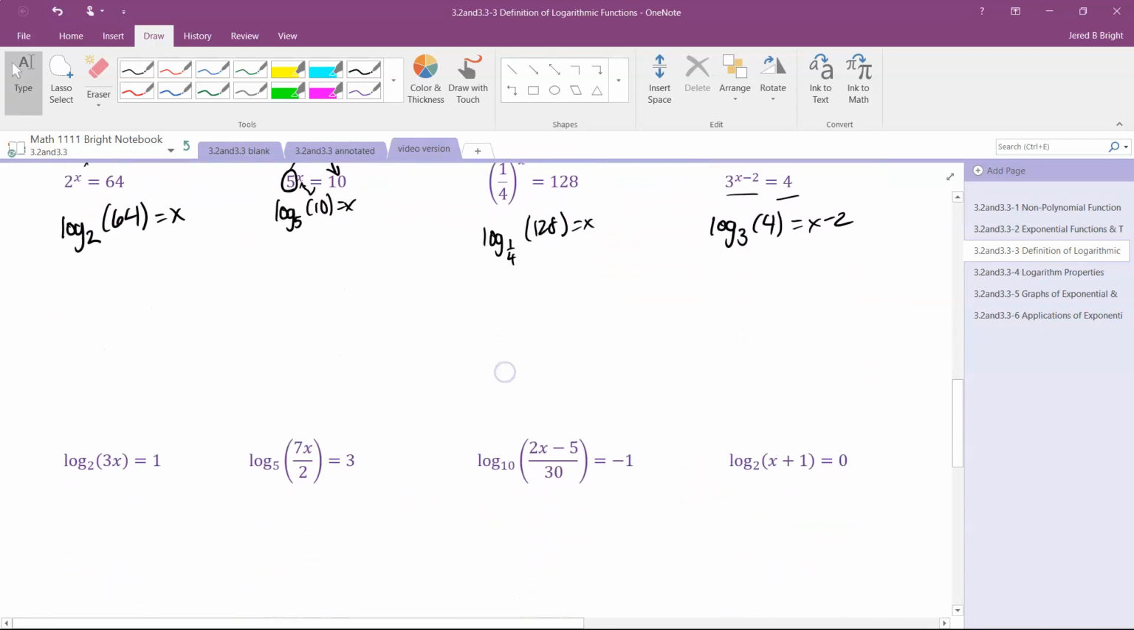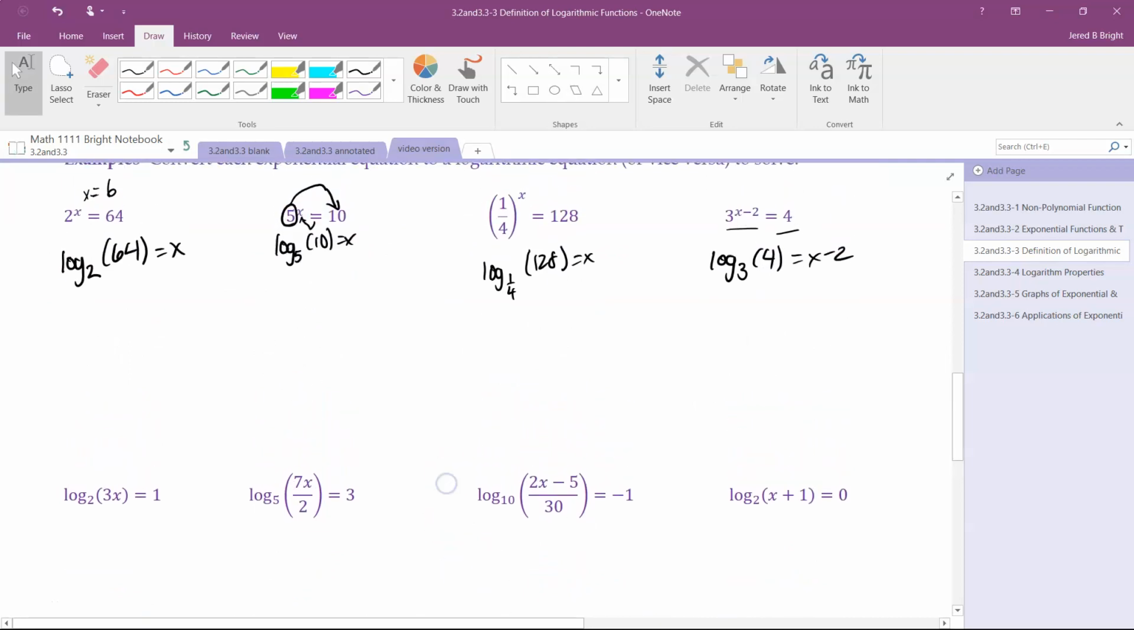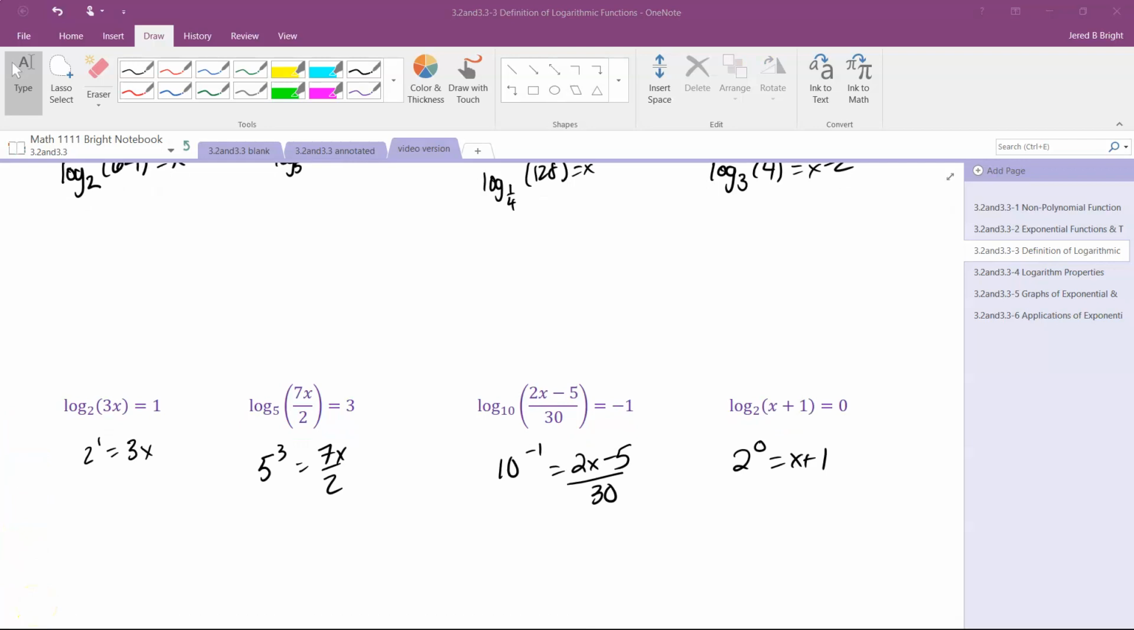Okay? A little bit more practice, I want you to pause the video and see if you can now go the other way. So this first row was going from exponential to logarithmic, and now we're going to go from logarithmic to exponential. Pause the video, try them out. Here's what I got for each of these. If you initially switch them all, this is what you get.